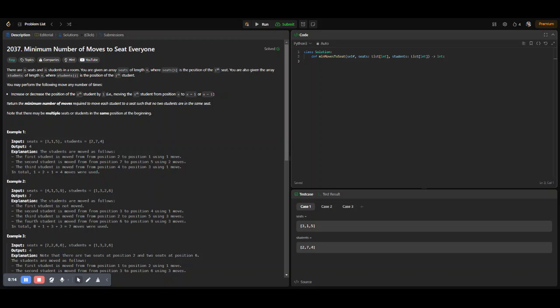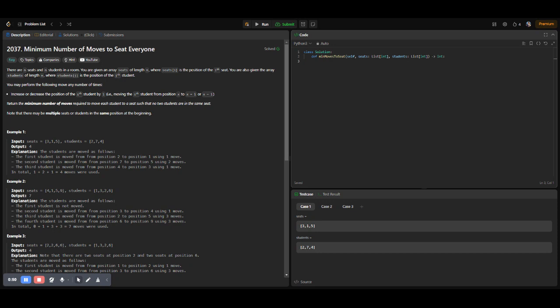So, first, today I am going to solve a LeetCode problem. The problem number is 2037. The title of this problem is minimum number of moves to seat everyone. By reading the title, something comes to our mind: we have to arrange the seats and minimize moves. So let's go through the example.